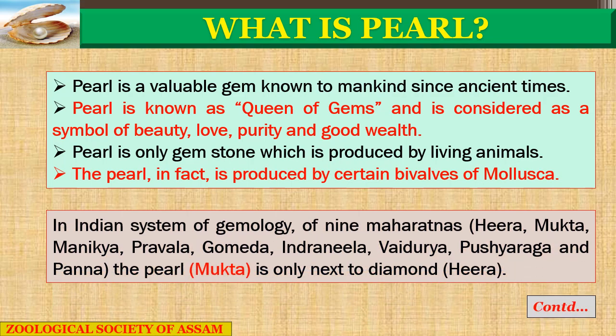In the Indian system of gemology, there are 9 Maharatnas: Hira, Mukta, Manikya, Pravara, Gomeda, Indranila, Vaishadura, Pusharaga and Panna. Among these 9 Maharatnas, the pearl or Mukta is only next to the diamond or Hira.